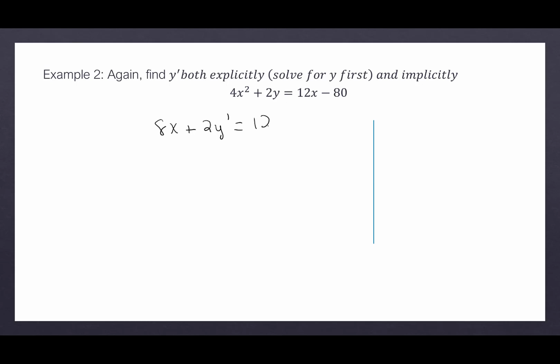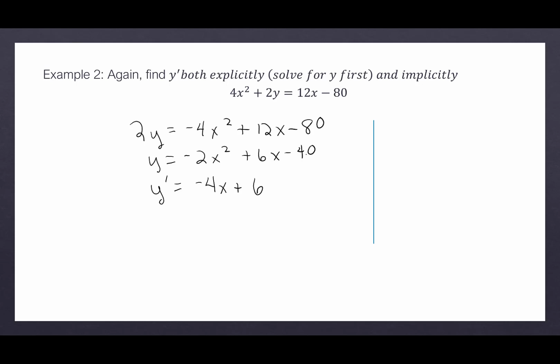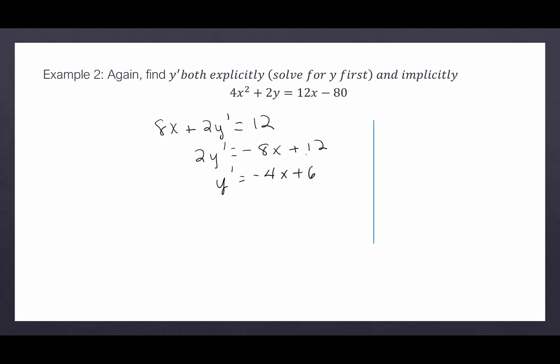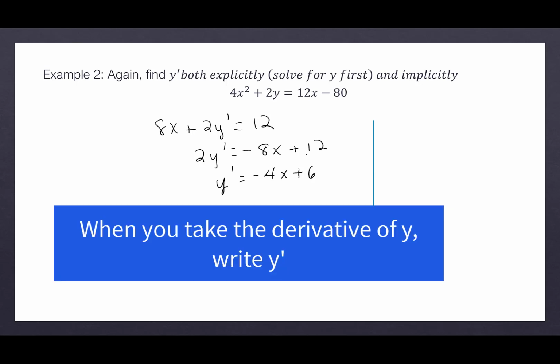12x, the derivative is 12, and the 80 is 0. It goes away. I want to again solve for y prime, so I'm going to leave the 2y prime on the left. I'm going to move the 8 over. Now I have negative 8x plus 12. Dividing by 2, y prime is negative 4x plus 6. We'll take a really quick look back and see we also had negative 4x plus 6. So your big trick, your big thing you want to think about is every time you take the derivative of y, you put a y prime next to it.